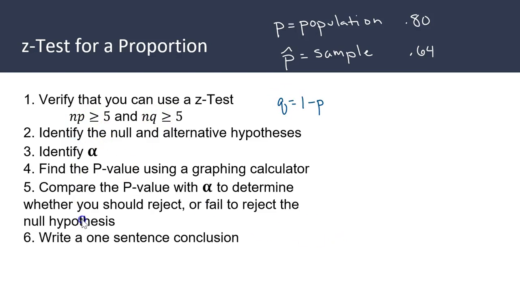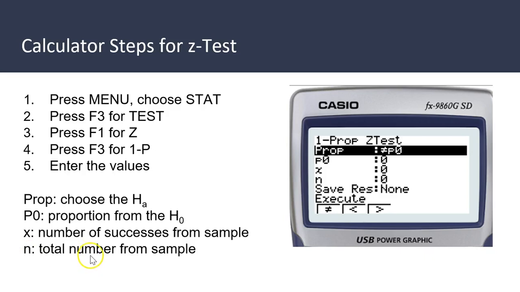So here are the steps. We're going to find the p-value with a graphing calculator. And here are the calculator steps.